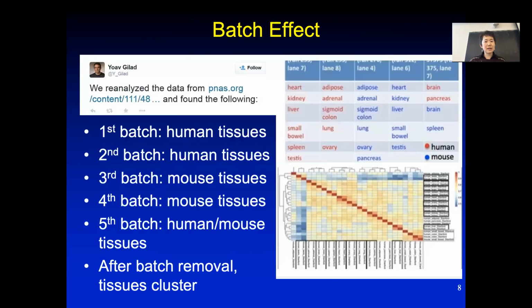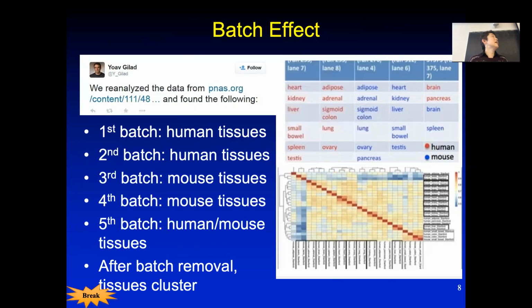So a few months later, another scientist published a study to show that, we reanalyzed the data from this study, and they found that the first batch is all human tissues, the second batch is all human, the third batch is all mouse, the fourth batch is mouse tissues, and so on. But after they did the batch removal, they do see that the same tissues, whether in human or mouse, are now clustered together. So we have to be very careful about this, okay?